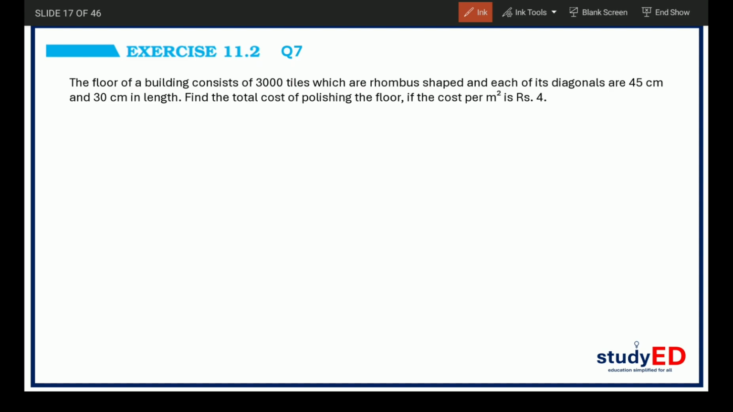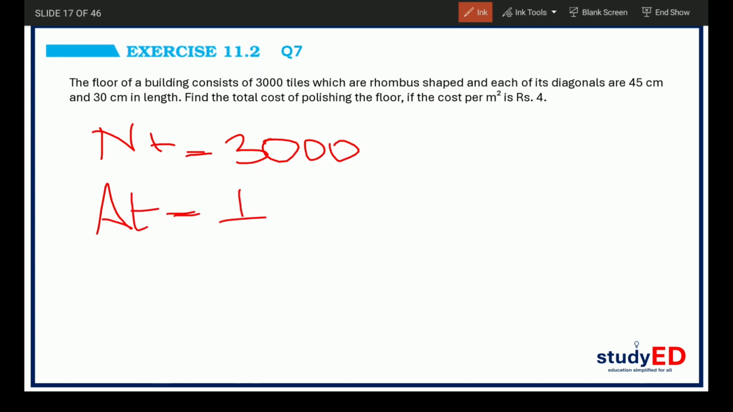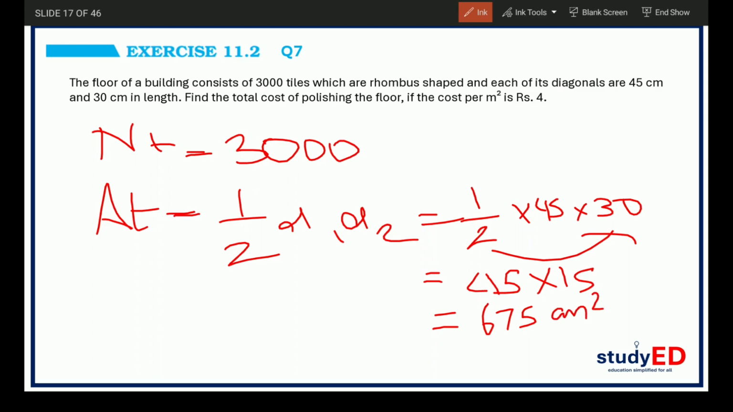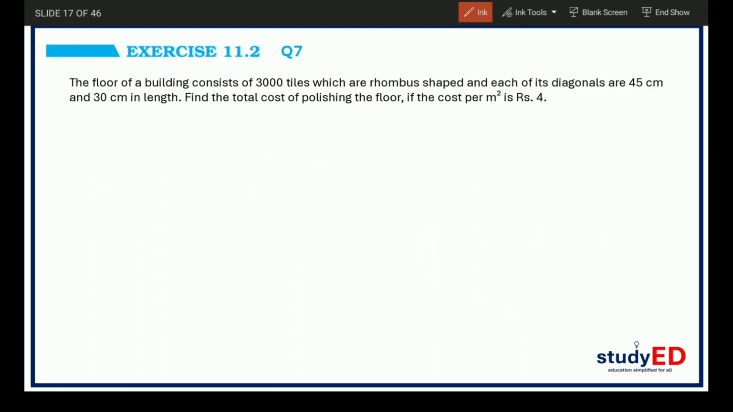So to start this off, let's put out the number of tiles is 3000. I've got that, and let's calculate the area of one tile. So area of one of the tiles is going to be, since it's a rhombus, 1 by 2 d1 d2, and if we transpose this, 1 by 2 into 45 into 30, so that's 45 into 15, which is equal to 675 centimeter square.